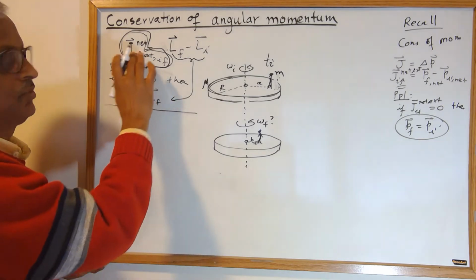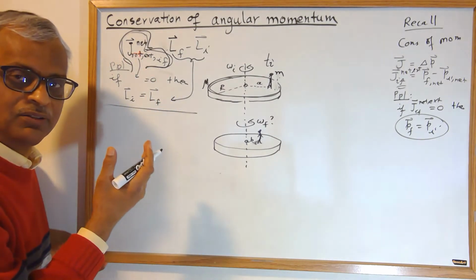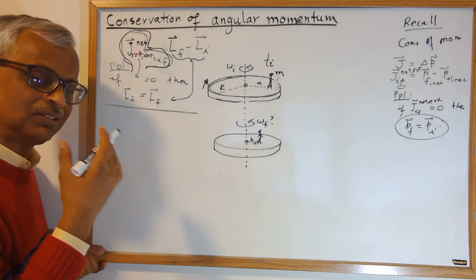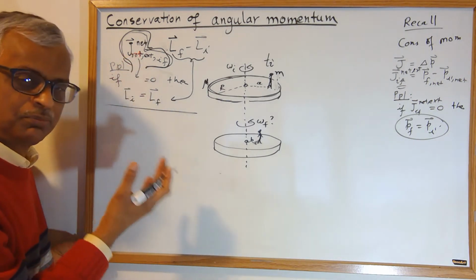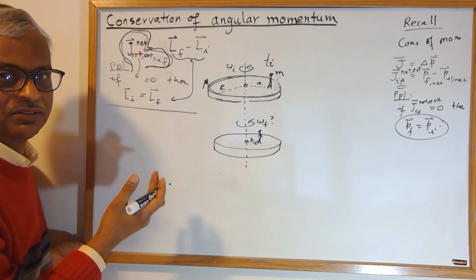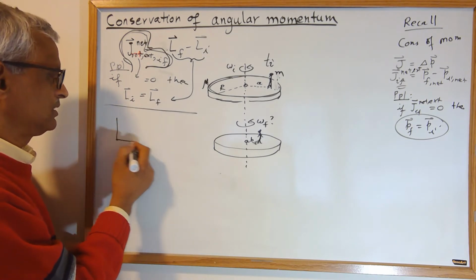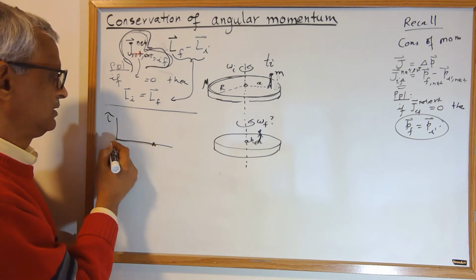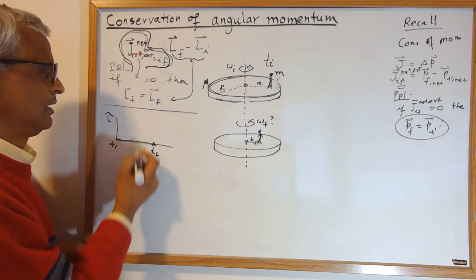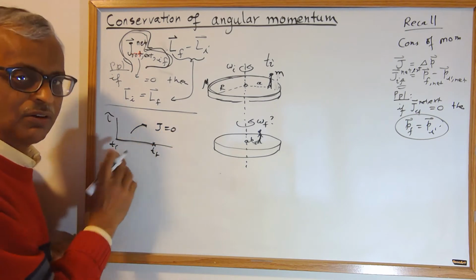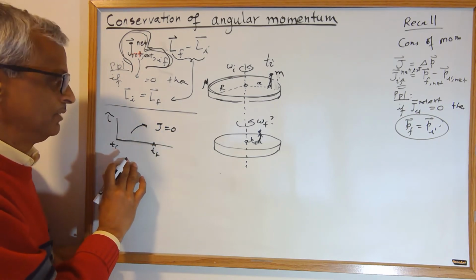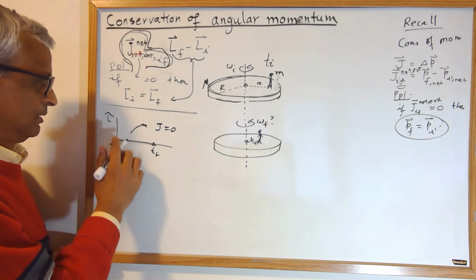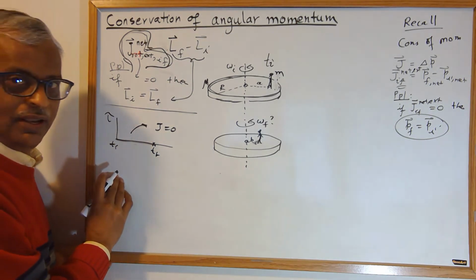And you already know that if the torque is zero, then angular momentum will be, this impulse will be zero, right? So if I have a situation like this, where torque is just zero, and this is Ti and this is Tf, then J will be zero. That's obviously true, right? The area under this is zero.